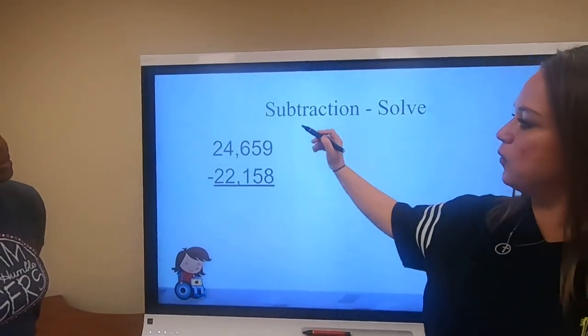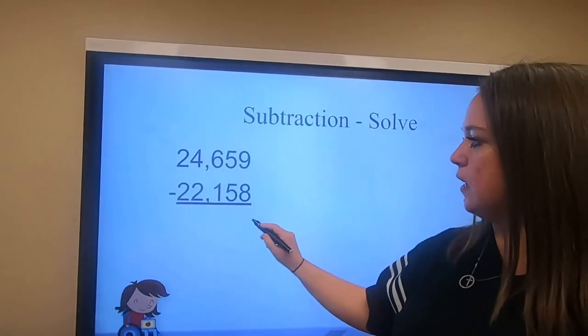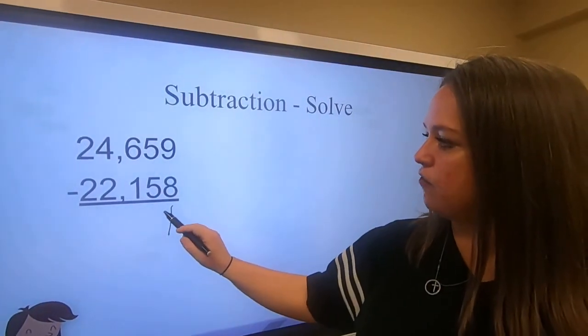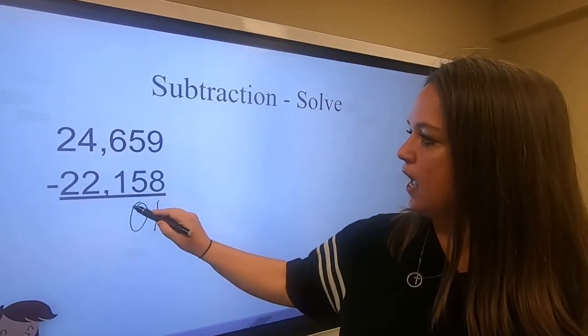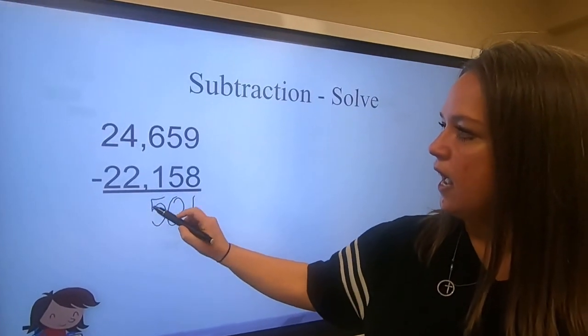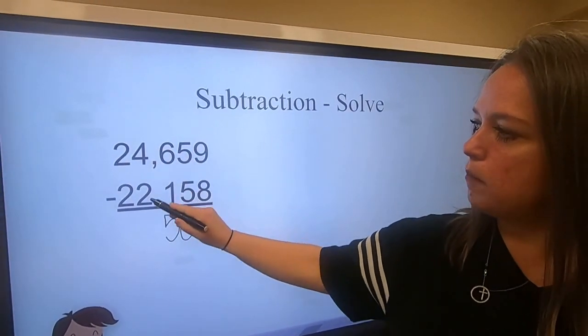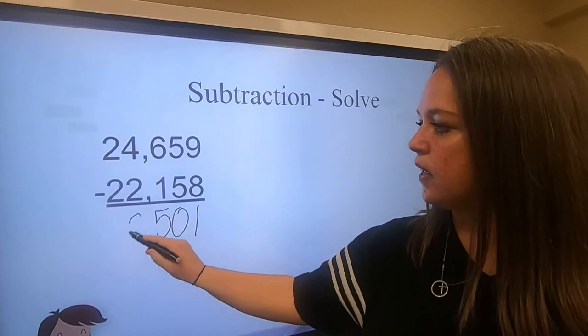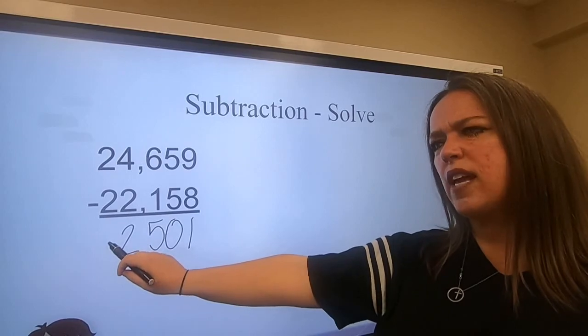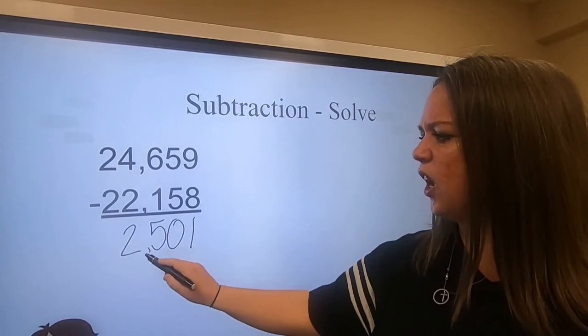Okay, so 9 ones minus 8 ones equals? 1. Okay, and 5 tens minus 5 tens equals? 0. And 6 minus 1 equals? 5. And on to our thousands place, 4 minus 2 equals? 2. And 2 minus 2 equals? 0. Do I need to write that 0? Not really, Miss Wilson.